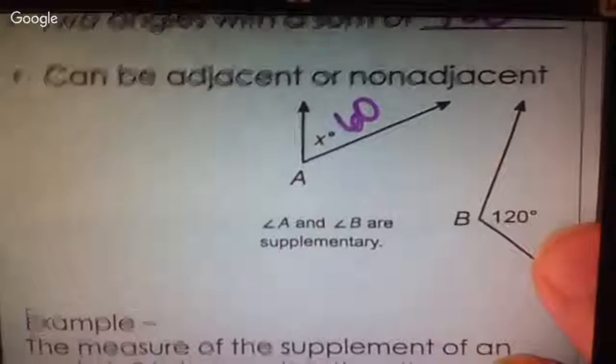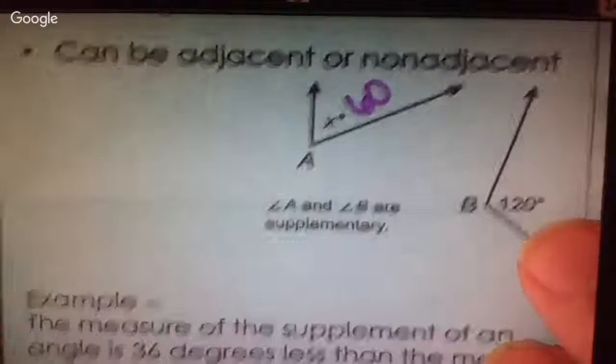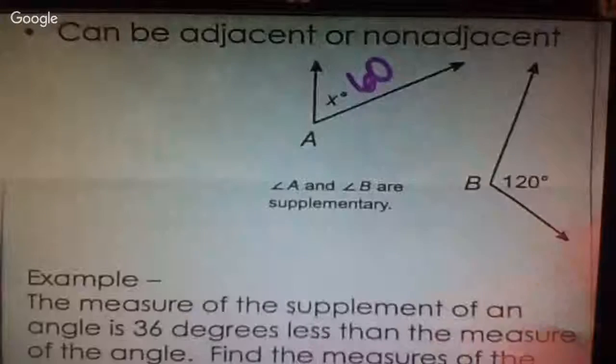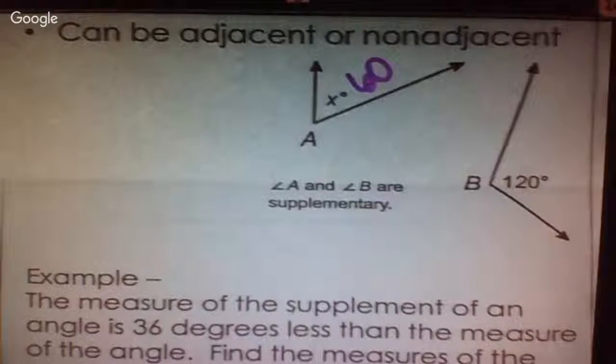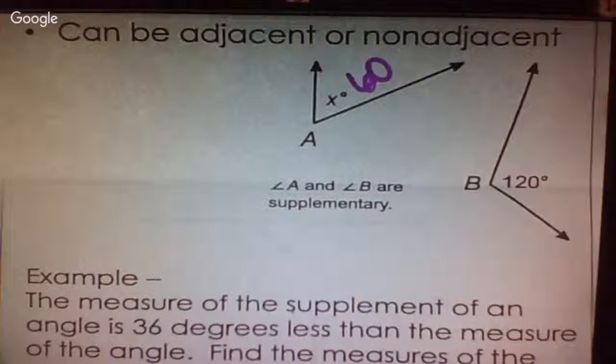Oh, I thought you said 20. No, 120. I looked at the board like, what? Okay.